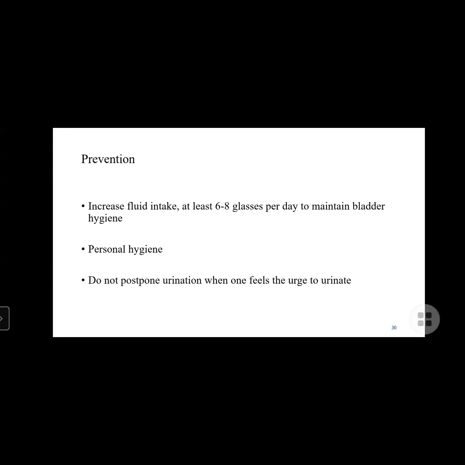So how do we prevent acute pyelonephritis? We would have to increase our fluid intake, taking in at least 6 to 8 glasses per day. This is just to maintain bladder hygiene. And we would also have to maintain good personal hygiene, and we don't have to postpone urination whenever we feel the urge to urinate.